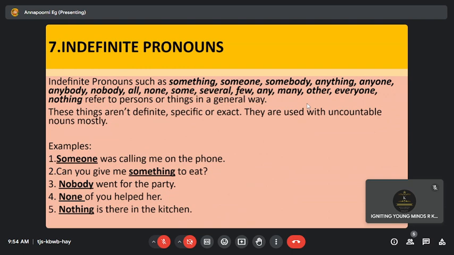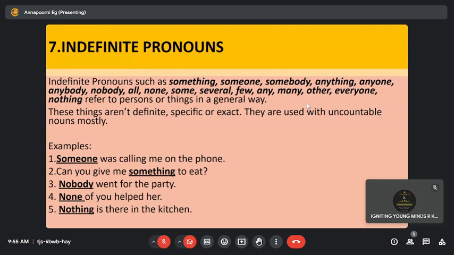Similarly, somebody help me. So I am asking someone to help me or somebody to help me. I don't know who will come and help me. I am not choosing anyone. Again, anything can happen. I don't know what will happen, but anything may happen. Anyone can come here. Anybody can answer. Nobody knows the answer. Nobody means किसको भी आंसर नहीं जानते हैं. All are good students. None of you are good.